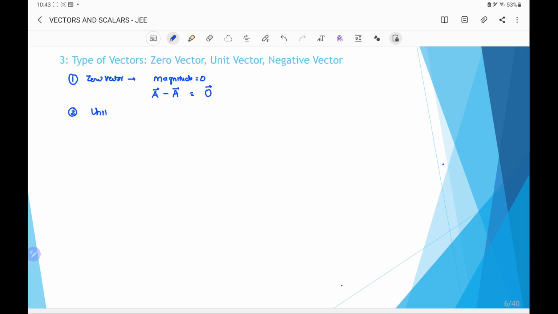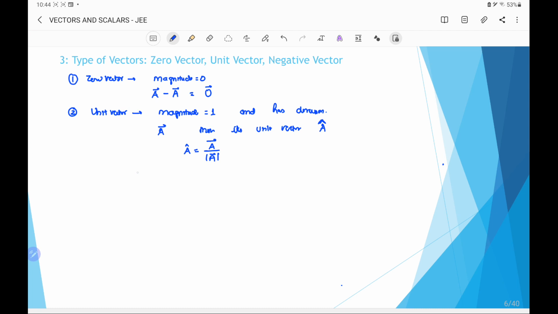Another is the unit vector. Unit vector is a vector which has magnitude equal to 1, or unit, and has direction. For example, if a vector A is given, then its unit vector is represented by A with a cap. This cap represents the unit vector. This unit vector A is defined as vector A divided by its magnitude. So it will give a vector which has unit magnitude and the same direction as the vector A.